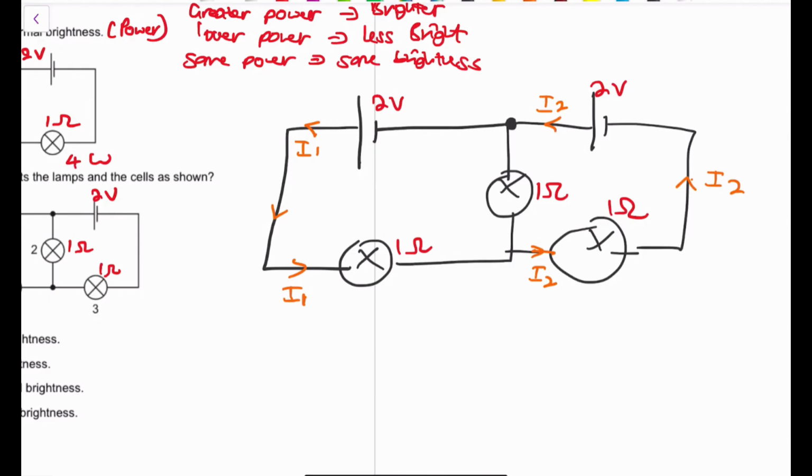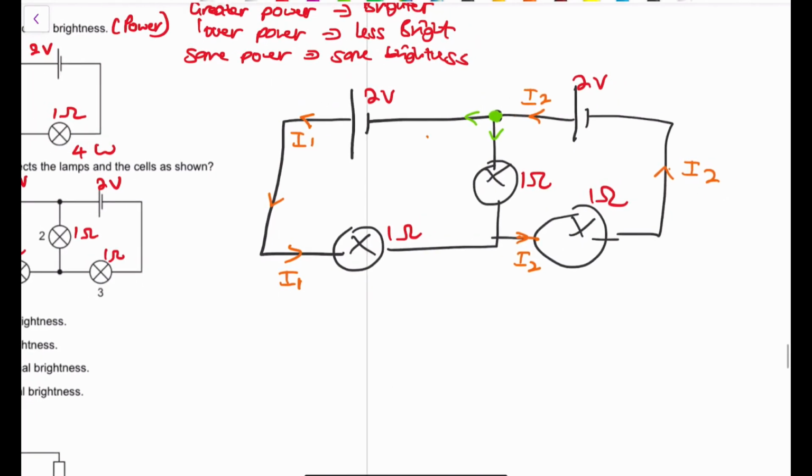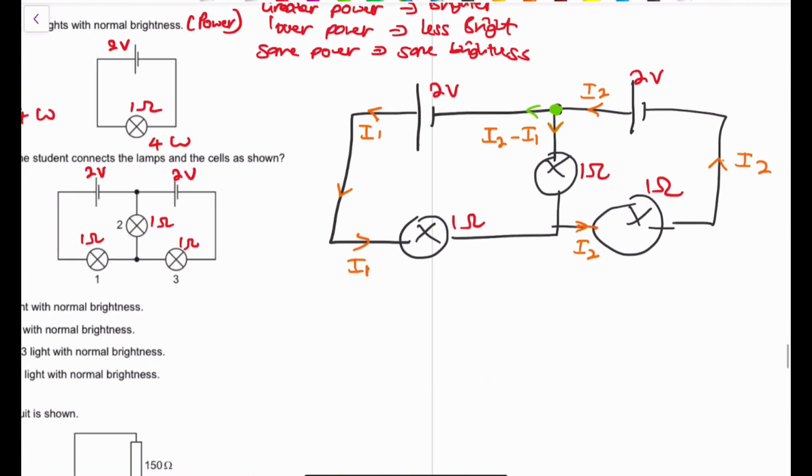But here, it's different. It's going to branch, right? Since here is a junction, current will branch in 2 directions, this direction and this direction. So this direction is not going to be equal to I2, but rather the difference of I2 and I1, because it's going to branch, right? So this one is going to be I2 minus I1, the current that's going to flow through here.